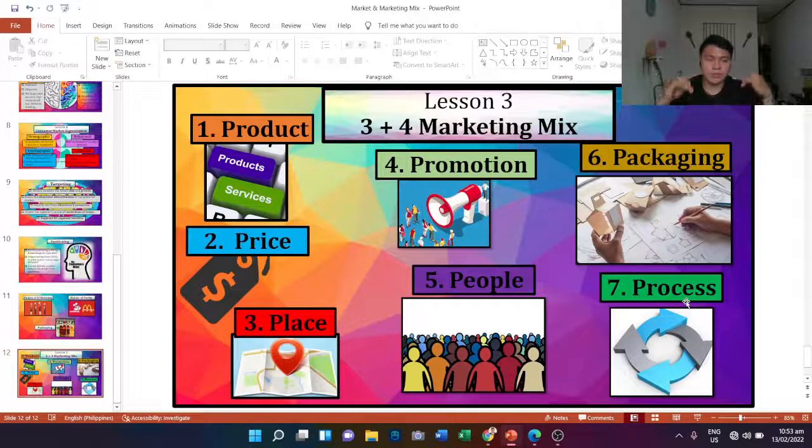Okay, guys. So those are the seven P's in marketing mix. And for your activity, I would like to include the three marketing mix in your business plan. But anyways, I'm going to have further announcements about when you're going to start making your business plan for the midterms.